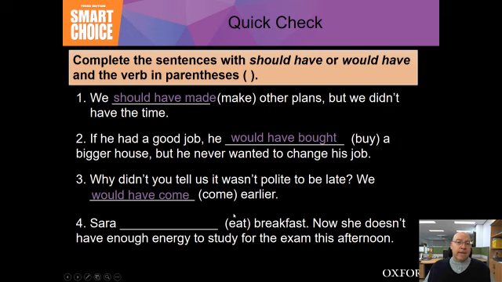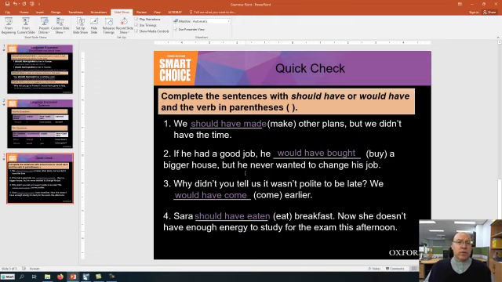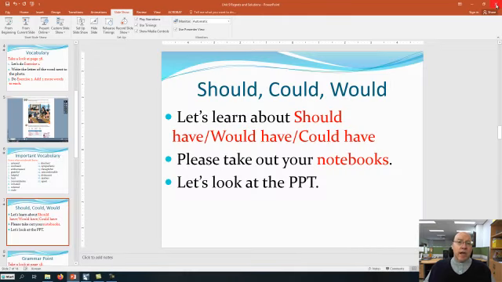Oh, okay. Here is some advice that you're giving somebody, and probably Sarah has a little bit of regret in this situation here. So Sarah should have eaten breakfast. Now she doesn't have enough energy to study for the exam this afternoon. Okay, so think about the situations, whether there seems to be a regret or whether there's an alternative solution to the situation. Okay, all right, so there you go. That was your grammar point. That was should have and would have.